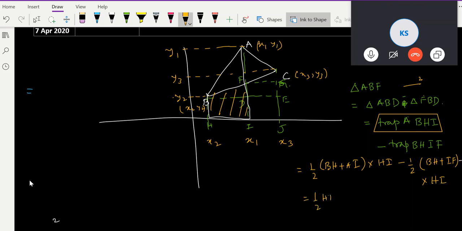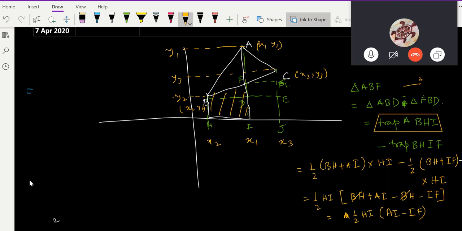So I can take half HI common and write this as BH plus AI minus BH minus IF, correct? So AI minus IF, right? So this is half HI into AI minus IF. Let's leave it at that. Okay, let's find the other one first.